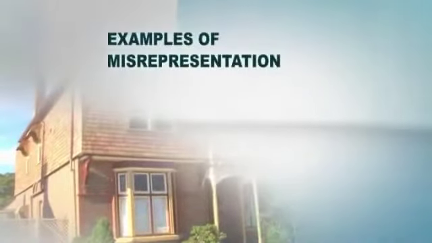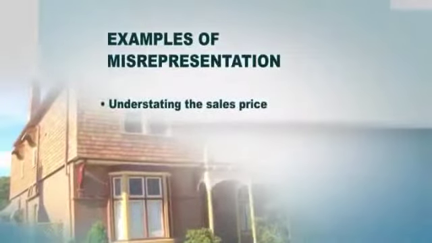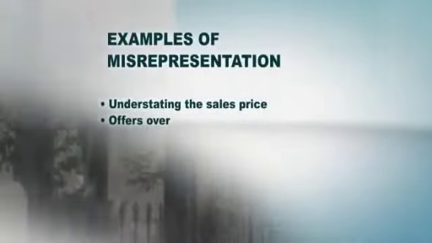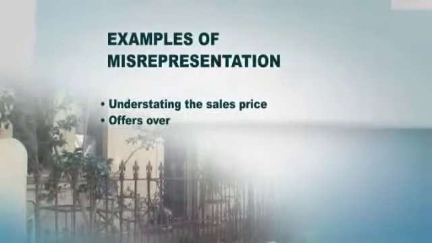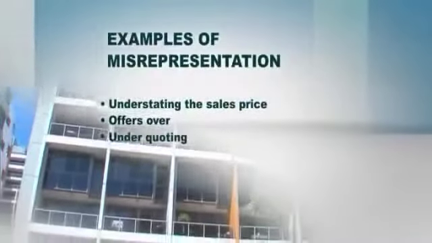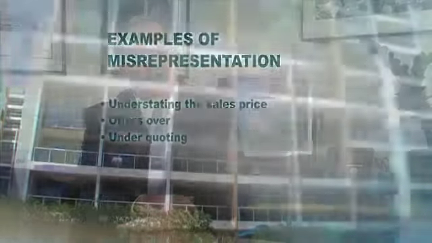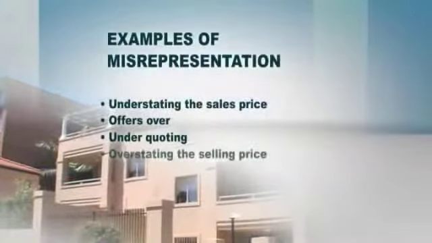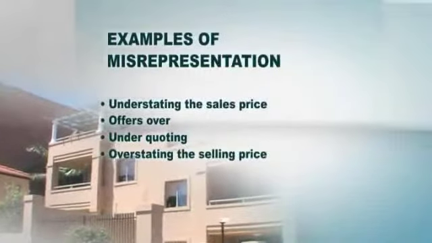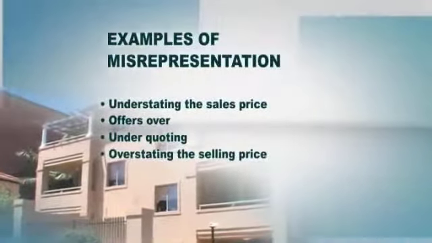Examples of misrepresentation are understating the sale price, which means continuing to advertise a property between $400,000 and $500,000, yet the vendor has rejected a price of $480,000. Offers over. An advertisement states offers over $500,000, yet the vendor is seeking a price in excess of $620,000. Underquoting, which means listing or advertising a property between $600,000 and $650,000, yet the vendor is looking for a price of $970,000. Overstating the selling price, telling buyers that a vendor has already rejected higher offers that don't exist.